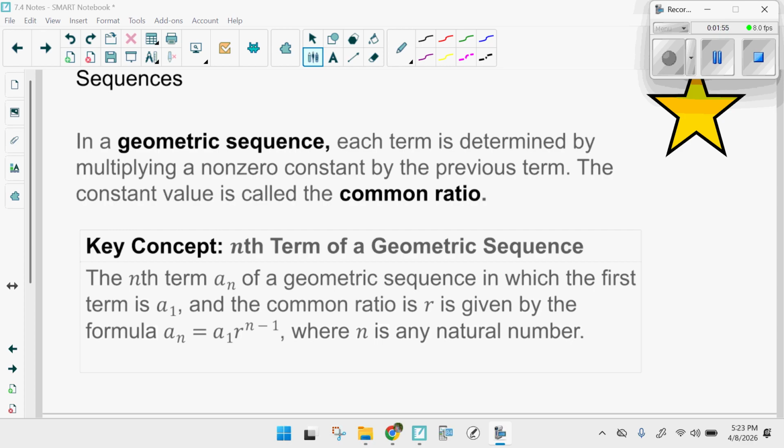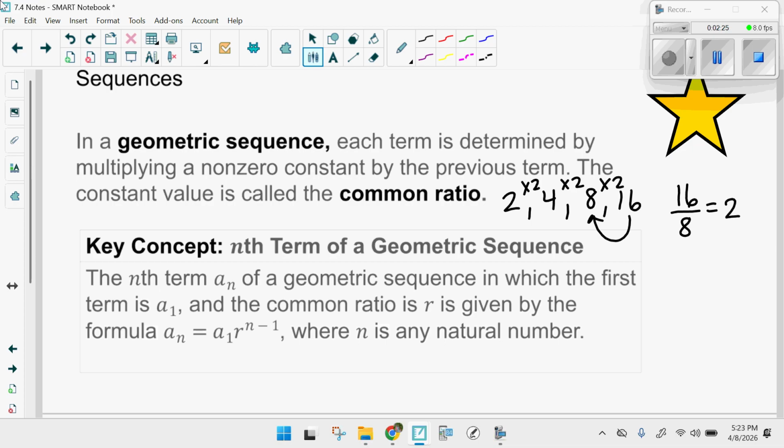In a geometric sequence, each term is determined by multiplying a non-zero constant by the previous term. That constant value is called a common ratio. In our previous example, when I have 2, 4, 8, 16, the common ratio is multiplying by 2 each time. Sometimes it can be tricky to find the common ratio. You can take the next term and divide it by the previous term, and that will help you find that common ratio.